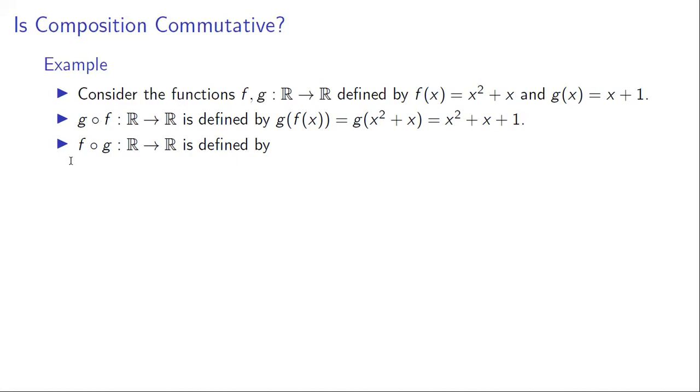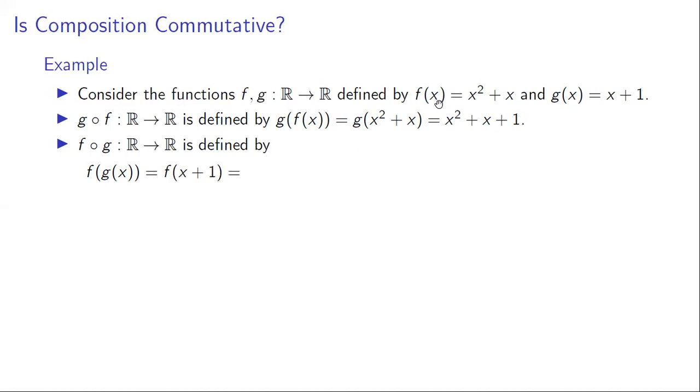How about f circle g? So f circle g is another function from the set of real numbers to the set of real numbers. So f circle g means f of g. You first do g, and then you apply f to that. So it's defined as follows. It's going to be f of g of x. Now, what is g of x? g of x is x plus 1. So this is f of x plus 1.